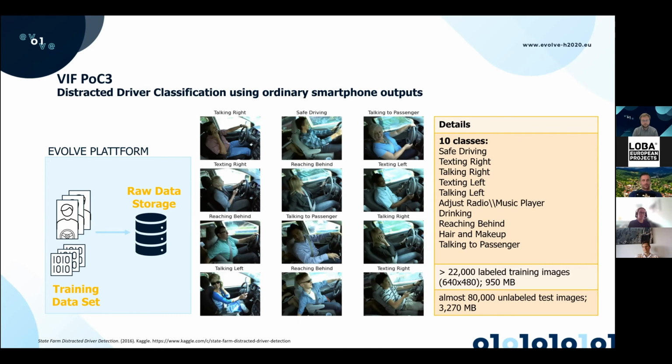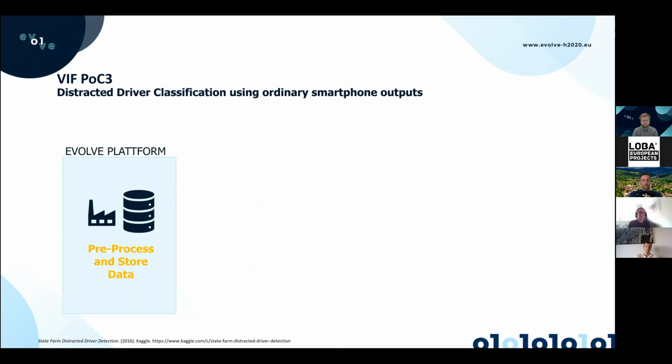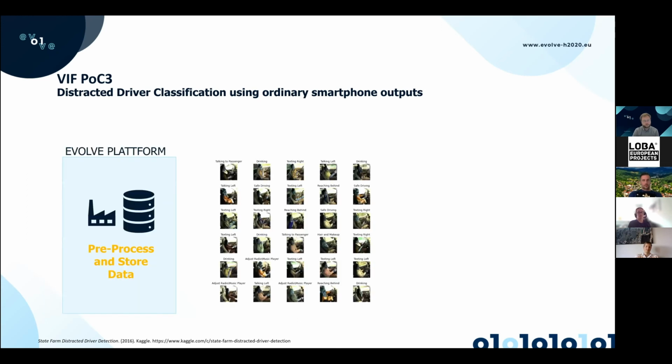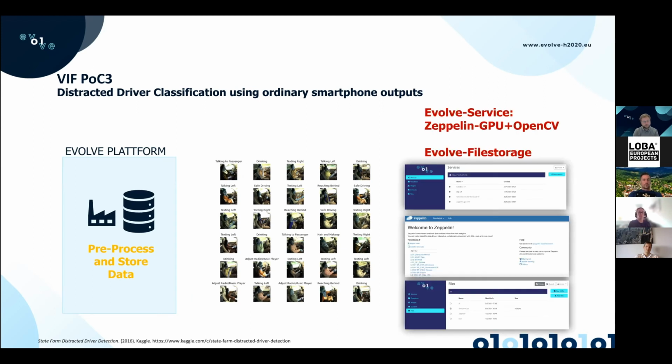The next step is to pre-process the data. In our case, we just resized the pictures and did some normalizing. And to make a connection to the Evolve platform, in this step, we are using a Zeppelin GPU and OpenCV service from Evolve, which are available through the Evolve dashboard.